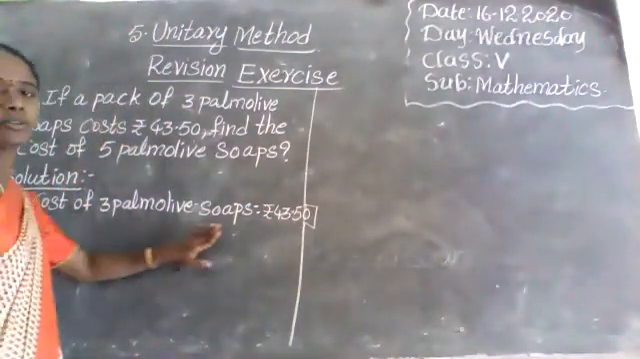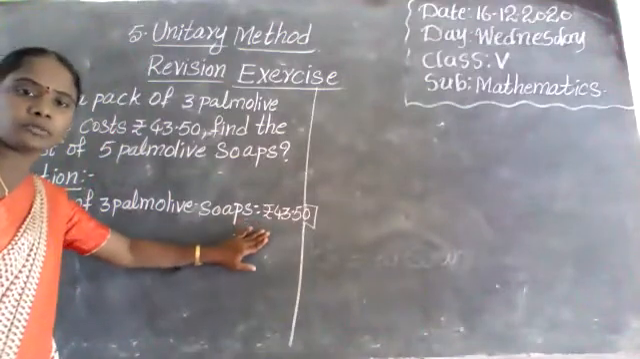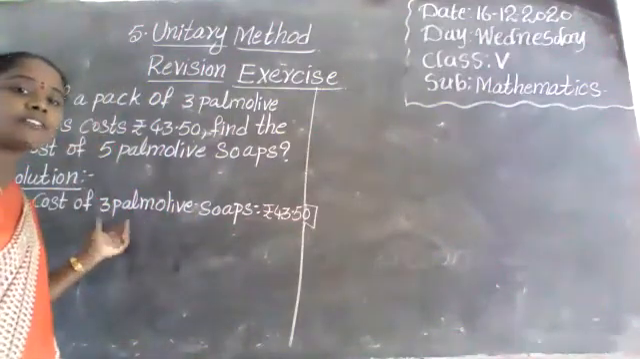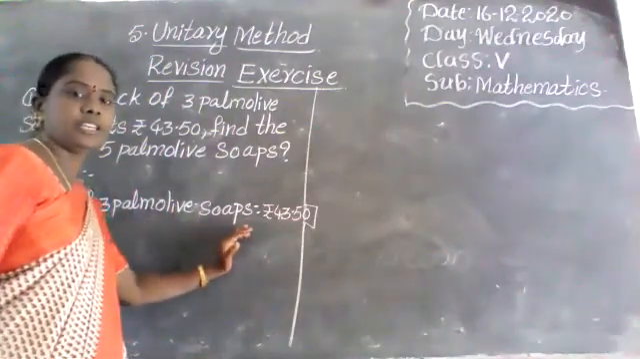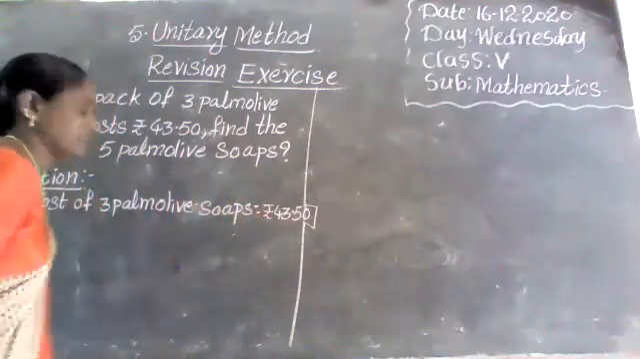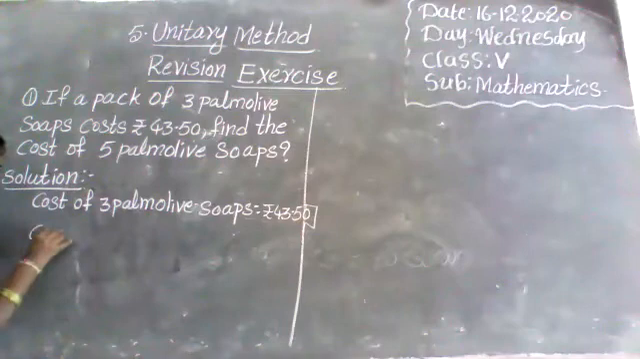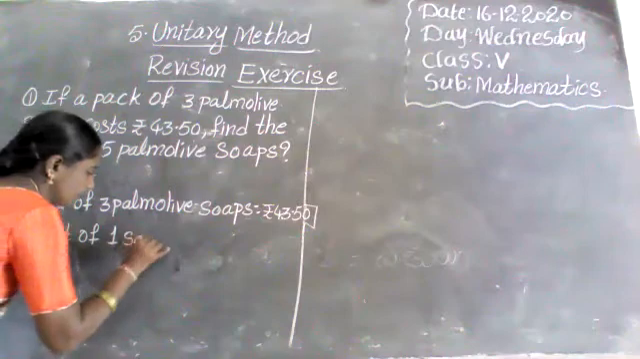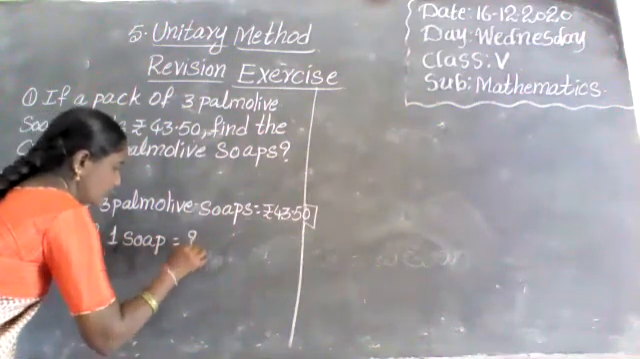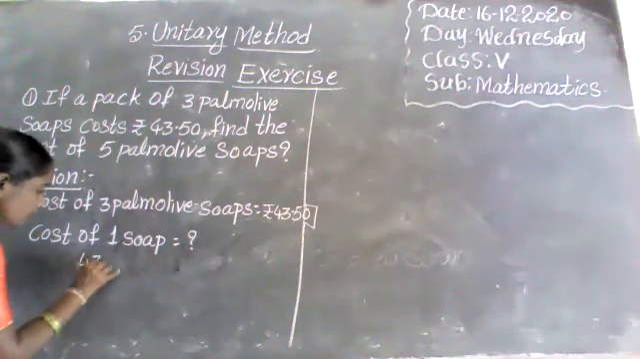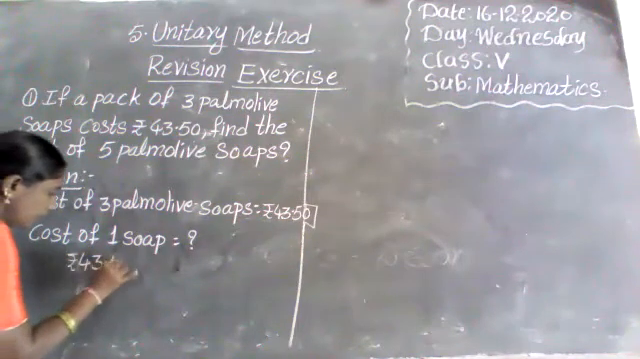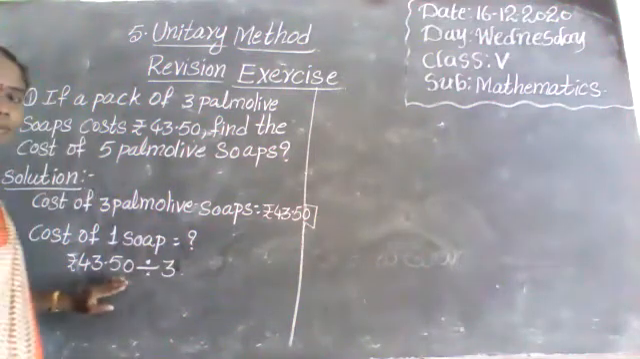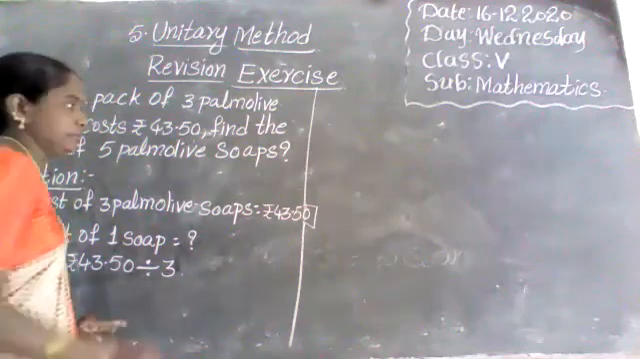Okay, cost of 3 Palmolive soaps. How much money? 43 rupees 50 paise. First we have to find out the cost of 1 soap. Then we can find out the cost of 5 soaps. What do we do? 43 rupees 50 paise divided by 3. Do division.